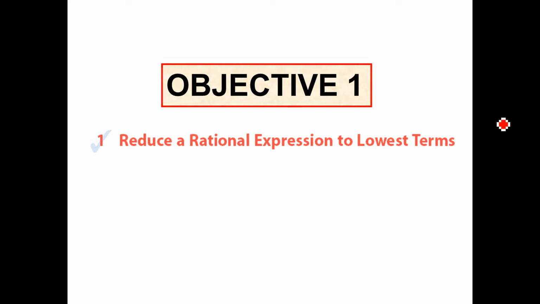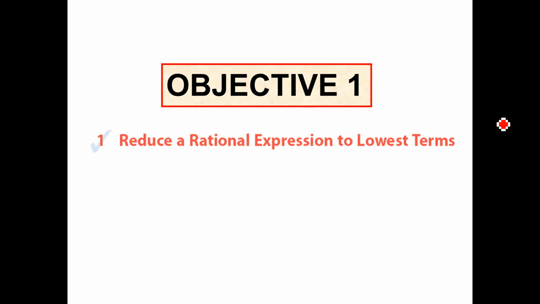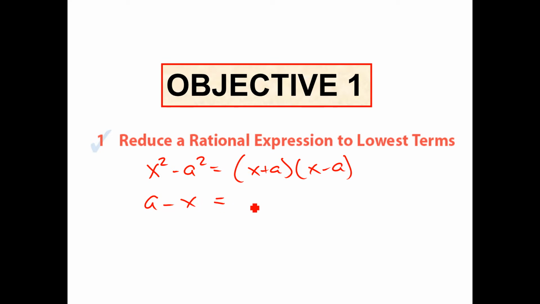So objective 1, reduce a rational expression to lowest terms. We're going to factor as much as we can and cancel. Let me actually back up one step here. A couple things to put down in your notes just as review. X squared minus a squared factors out to x plus a and x minus a. If we have a minus x, you can always flip that around and get negative x minus a. So if for some reason you wanted to switch the order, just bring that negative out front.